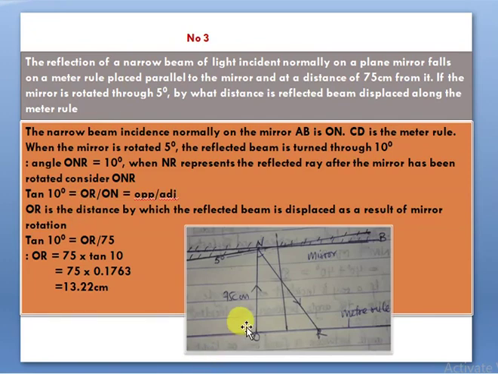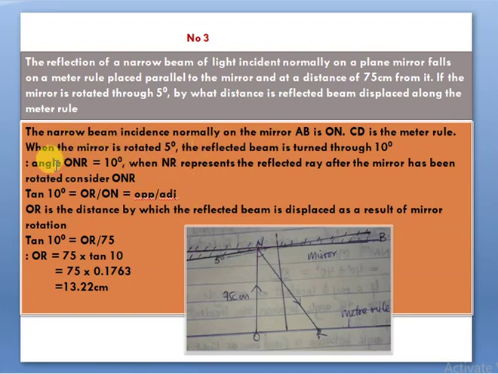Now this is the incident ray, which is also normal. Incident normally, when it strikes this mirror, it will be reflected back. Now what will be my angle of reflection? Remember, the angle of reflection will be 2 theta, and since the rotation of the mirror is 5 degrees, the reflected ray will be rotated through 2 theta, that is 2 times 5. So here I will have how many? 10 degrees.